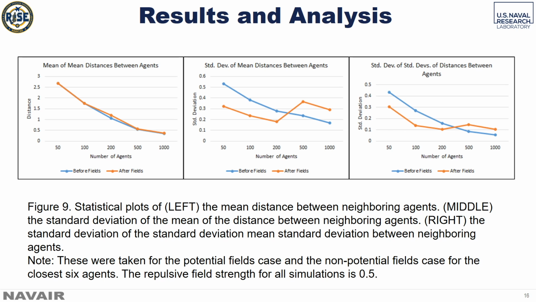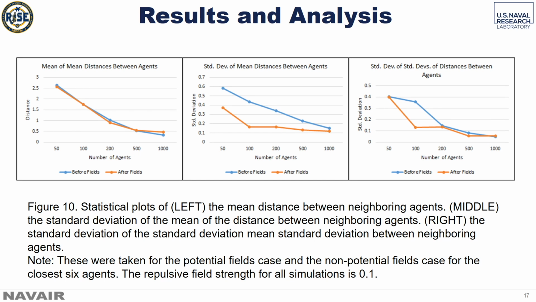However, an interesting trend emerges here where there is a crossover where the standard deviation actually becomes higher after implementing potential fields. Investigating this trend more closely, we found that manually tuning down the repulsive field strength from 0.5 to 0.1 actually moved this bend, this crossover point in the standard deviation of mean distances, further over to the right, which seems to indicate that having a lesser field strength will give you a more uniform spread for higher numbers of agents.